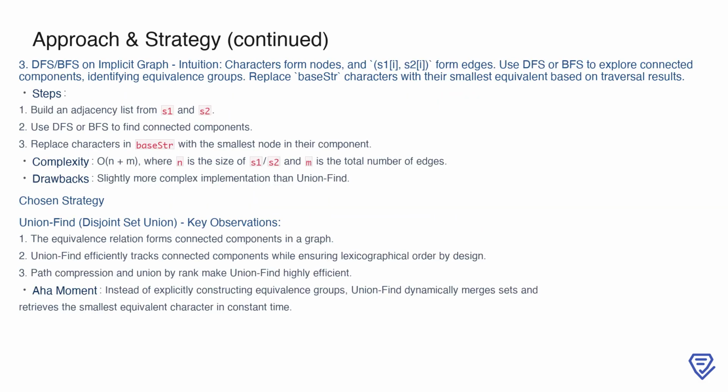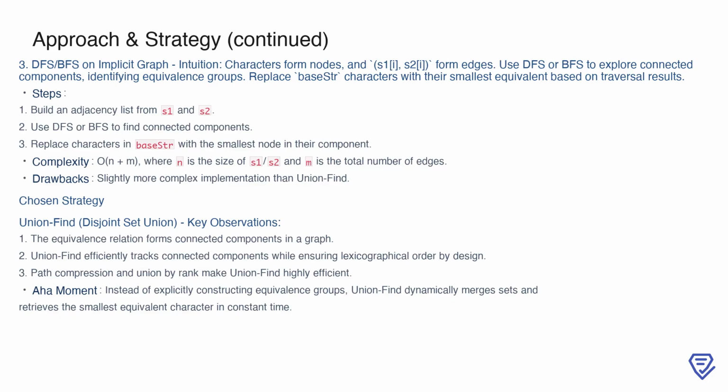Another approach we could use involves graph traversal methods like depth-first search, DFS, or breadth-first search, BFS. In this method, we consider characters as nodes and equivalence pairs, S1[i], S2[i], as edges, forming an implicit graph. The goal is to find connected components in this graph, where each component represents an equivalence group. Using DFS or BFS, we can explore the graph and identify all connected components.